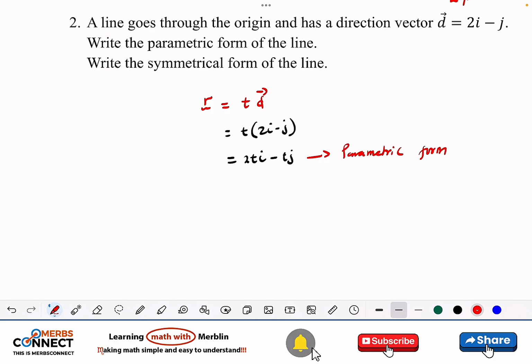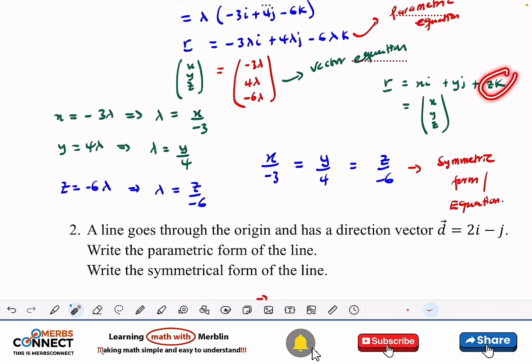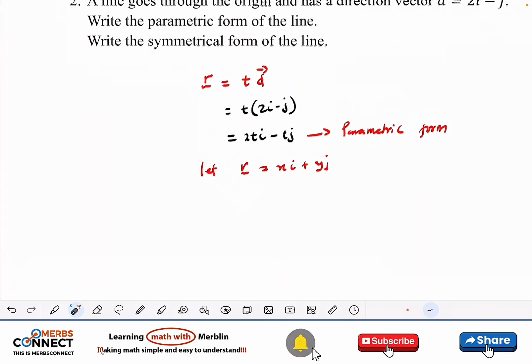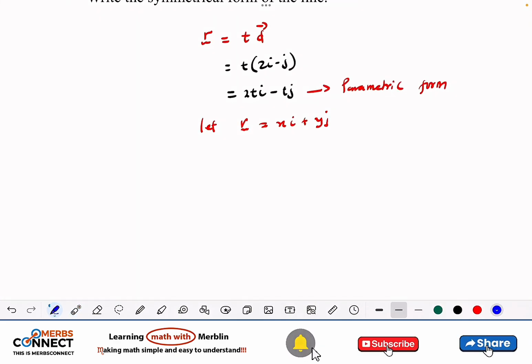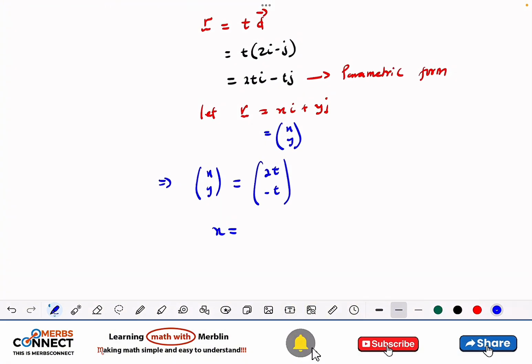So for us to write it in a vector form, I'll let r of x be equal to this plus yj. Now I'm stopping here because this is just ij. For the earlier one I added the z because that one was 1, 2, 3. So now we are going to write this one too as xy. This implies that xy is equal to 2t, minus t. Is that right? So my x is equal to 2t.